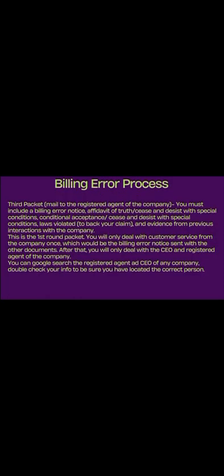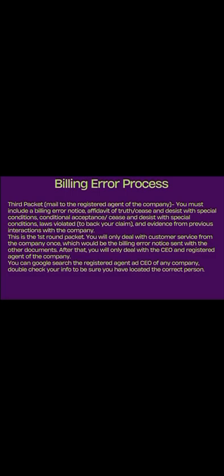Your third packet is going to be mailed to the registered agent of the company, and you must include a billing error notice, which is another one aside from the first two, affidavit of truth with a cease and desist with special conditions attached, a conditional acceptance with a cease and desist with special conditions attached, the laws violated, again to back your claim, and evidence from the previous interactions with the company. This is the first round packet.